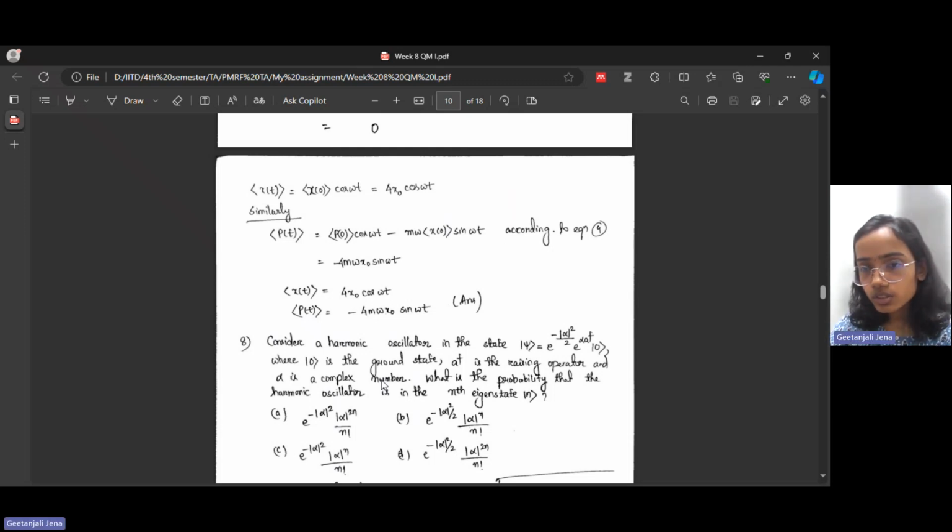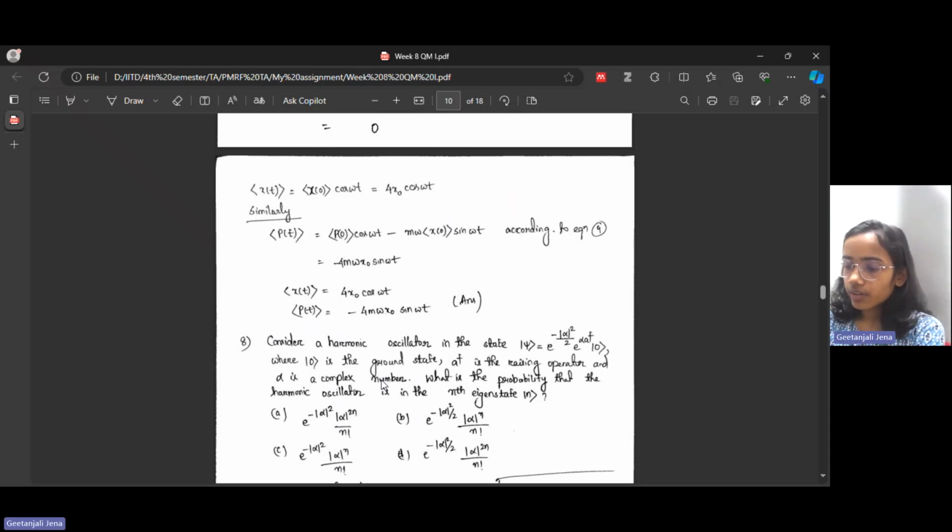Let me read out the question for you. Consider a harmonic oscillator in the state psi, which is equal to e to power minus alpha square by 2 multiplied by e to power alpha a dagger on the state |0>, where |0> is the ground state, a dagger is the raising operator, and alpha is a complex number. Now, what is the probability that the harmonic oscillator is in the nth eigenstate, which is |n>?